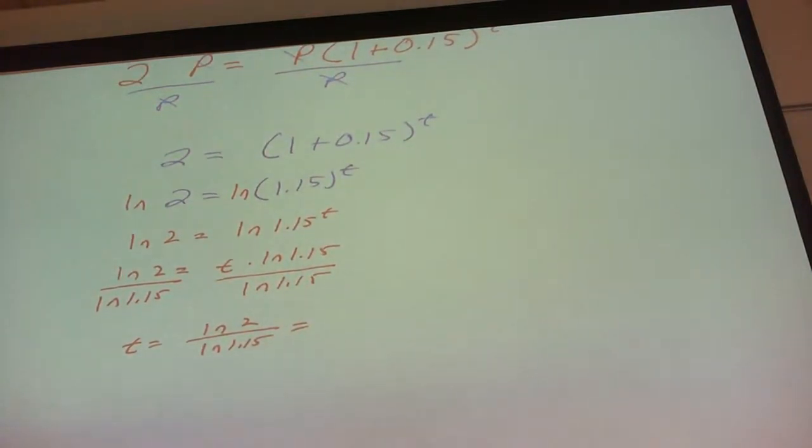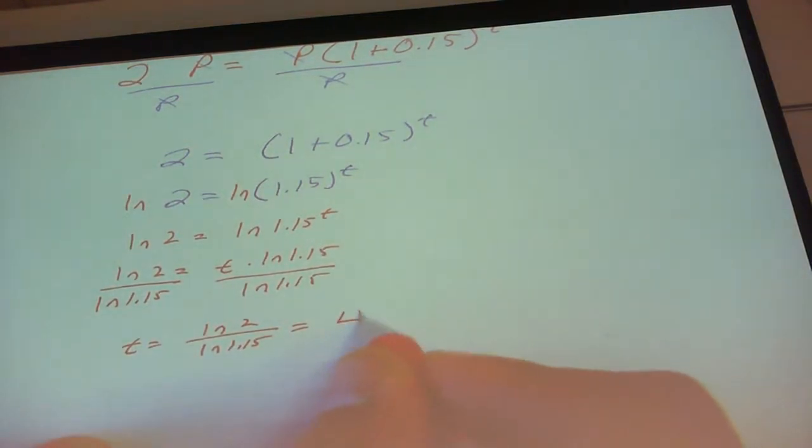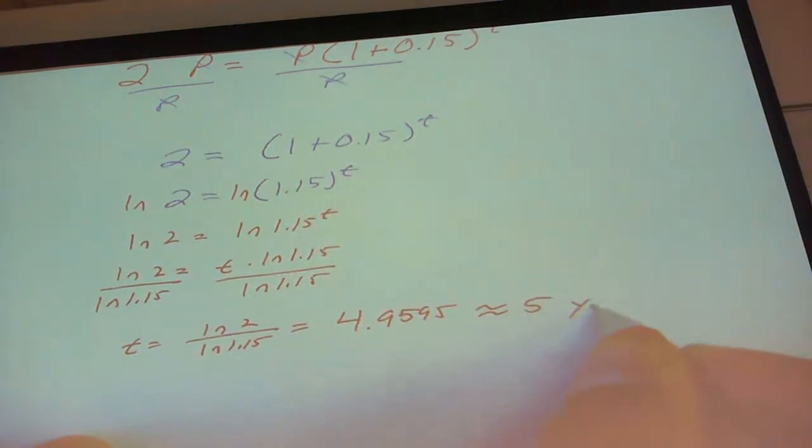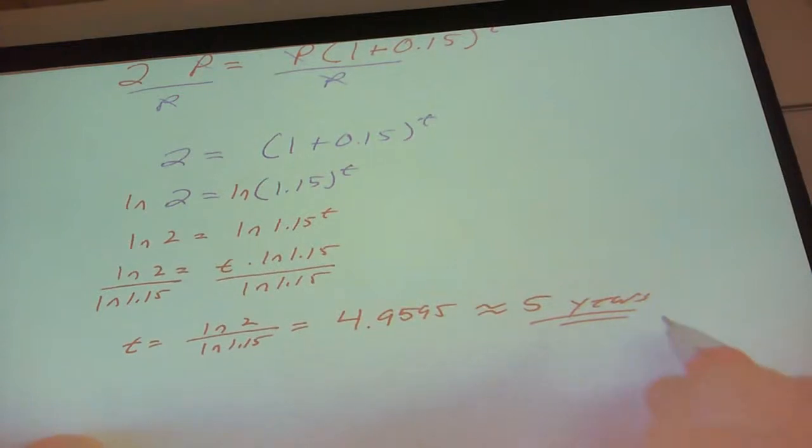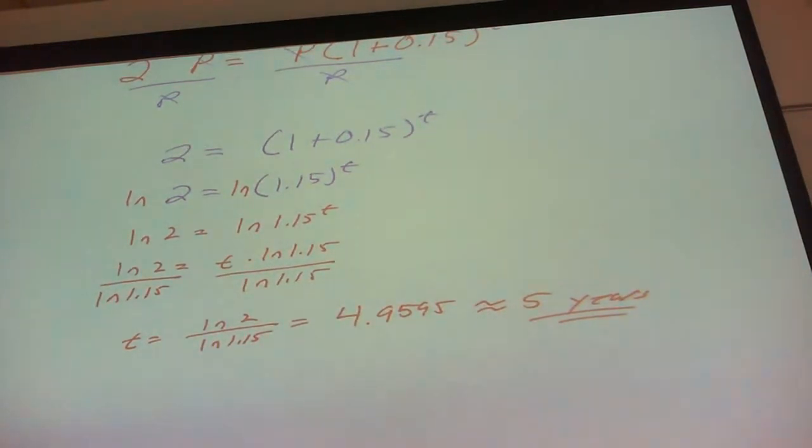And again, if you did log, same thing. That gives you, if you put that in the calculator, about 4.9595, which is about 5 years. How long will it take to double? 5 years. Now, if you did log of 2 over log of 1.15, same thing. We okay? Question?